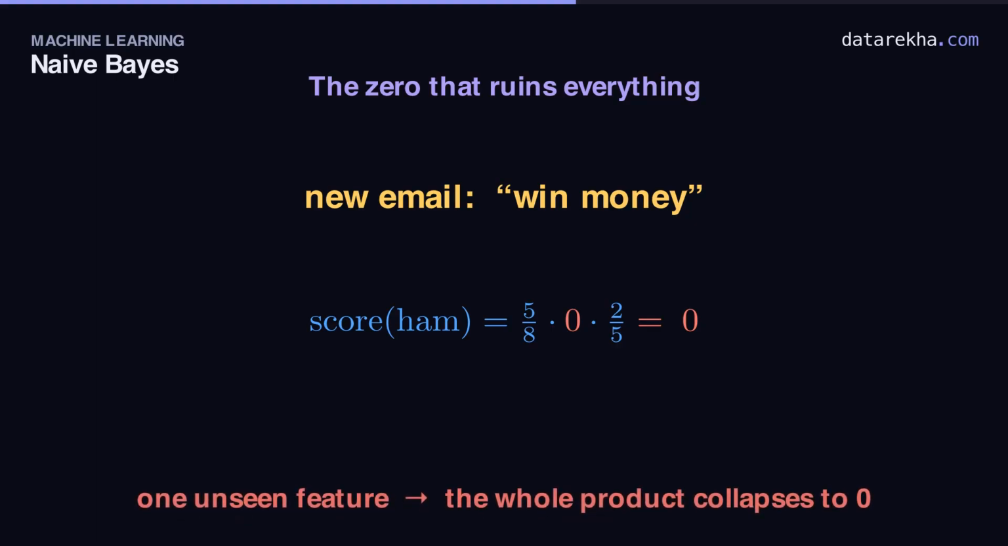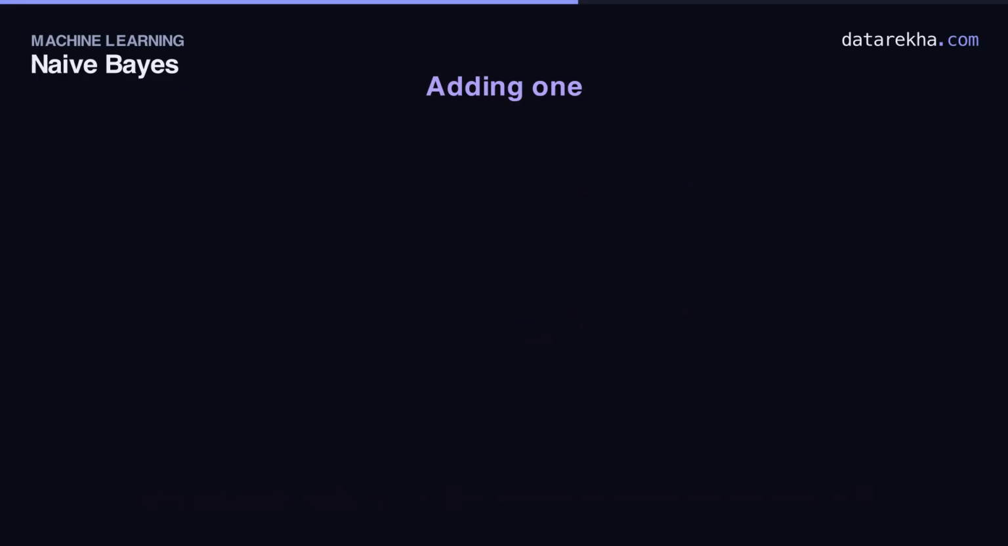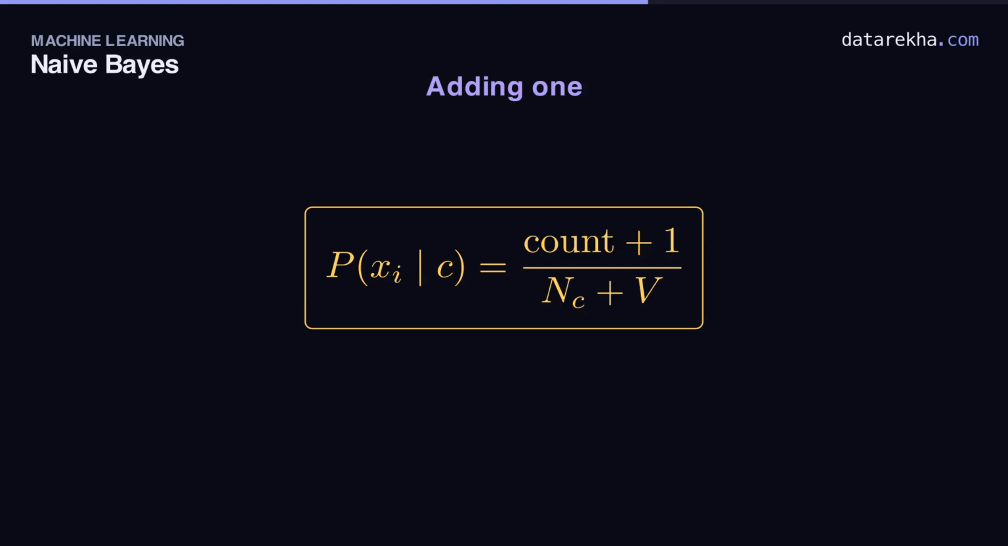That's far too harsh. A single missing word should nudge the odds, not obliterate a whole class. This is the zero frequency problem, and it's the reason raw counts alone are dangerous. The fix is beautifully simple. Laplace, or add-one smoothing. Pretend you saw every possibility one extra time. Add 1 to every count on top, and add V, the number of possible values, to the bottom. Here a word is either present or absent, so V is 2.